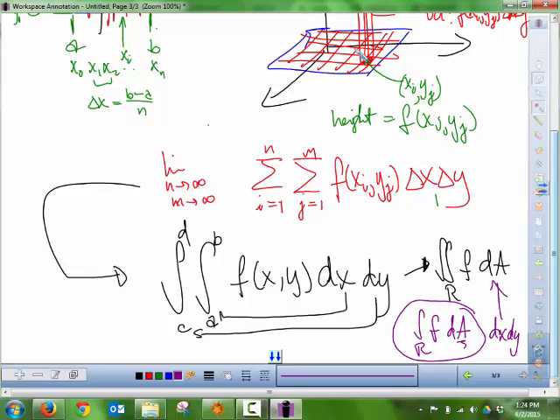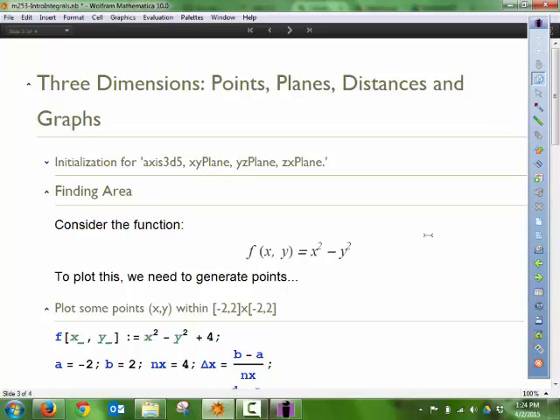Okay? All right, so for what it's worth, I have some pictures that I can show you of this theory.